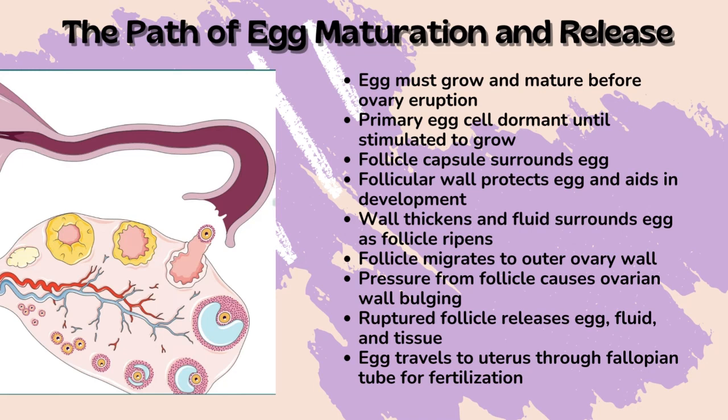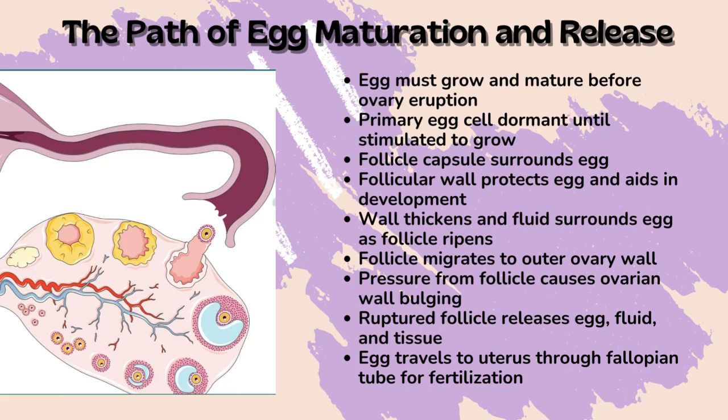Once the follicle reaches the surface of the ovary, the follicular wall thins. Pressure caused by the follicle and fluid against the ovary surface causes bulging of the ovarian wall. When the follicle ruptures, the egg and fluid are released along with some torn patches of tissue. The cells, fluid, and egg are directed into the nearby fallopian tube, which serves as a passageway by which the egg reaches the uterus and as a site for fertilization of the released egg by sperm.